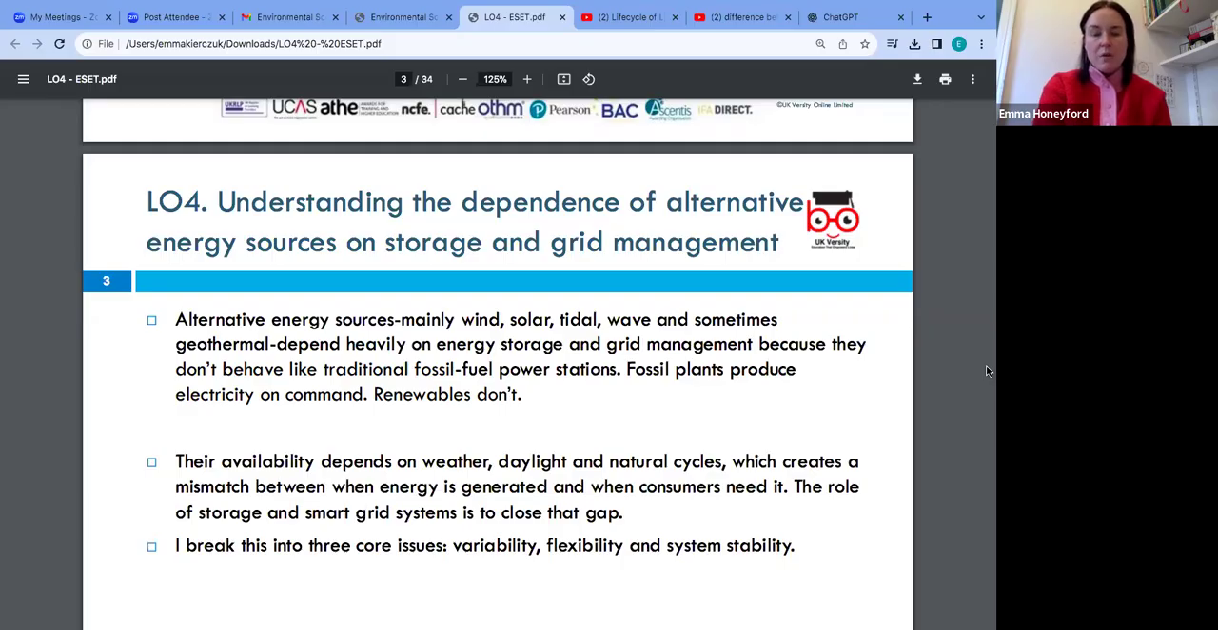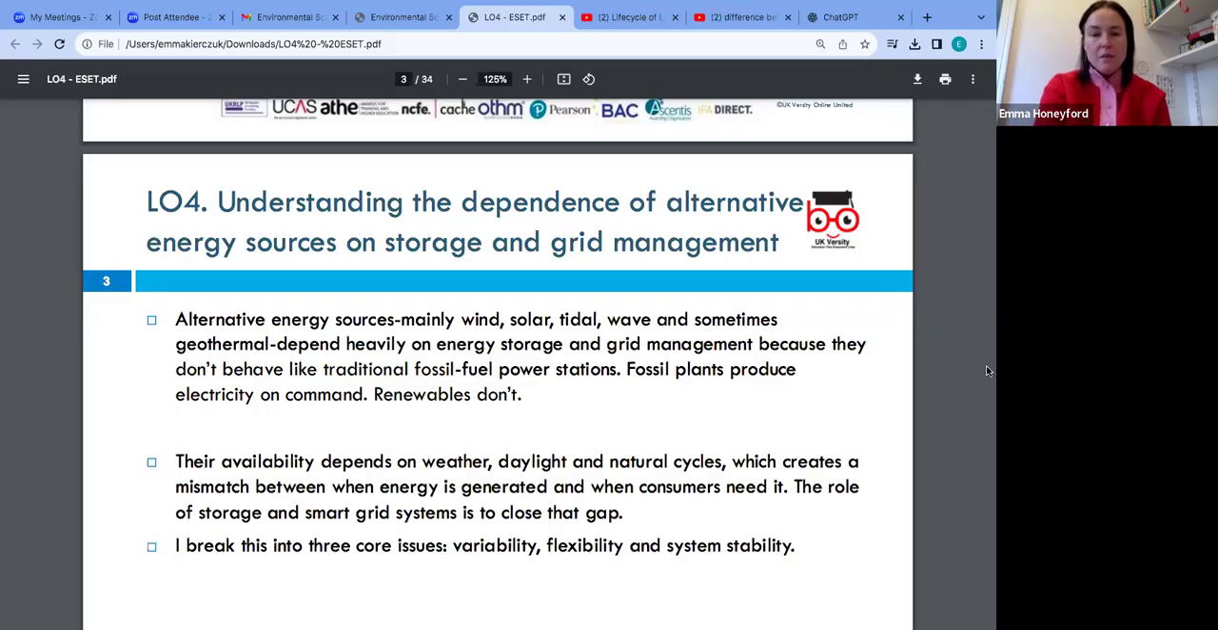So when we think about moving fully towards renewable energy, we need to really understand the technology around energy storage and grid management for it to be sustainable. So yeah, just to have that in your mind.